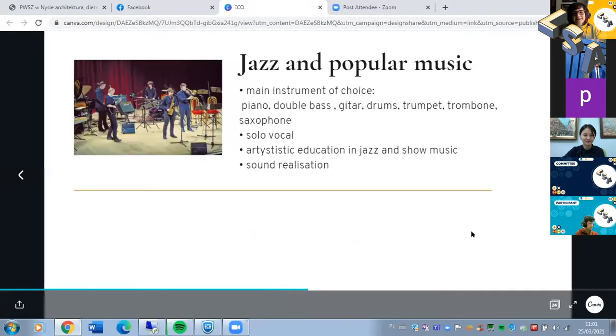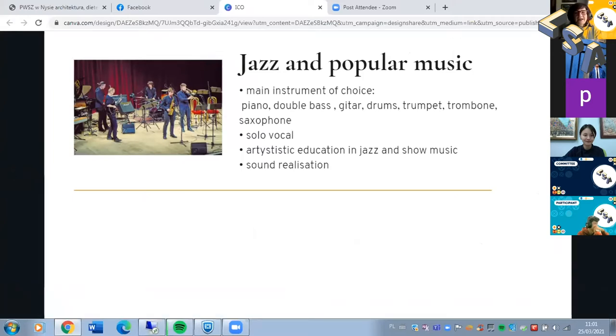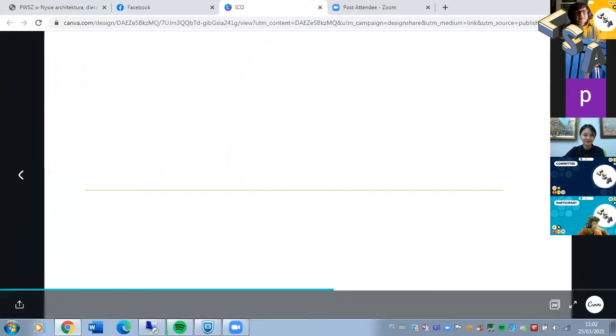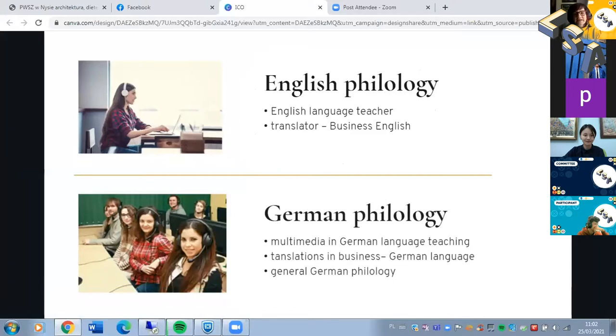And one of our best and favorite faculties, which is very representative, is jazz and popular music. It's an artistic faculty, and you can choose there one of the instruments mentioned here in the presentation, or you can study the specialization of solo vocal, as well as artistic education in jazz and show music. And one of the technical specializations here is sound realization. So these are the people who deal with the light and voice and all the technology during the organization of different concerts and performances.